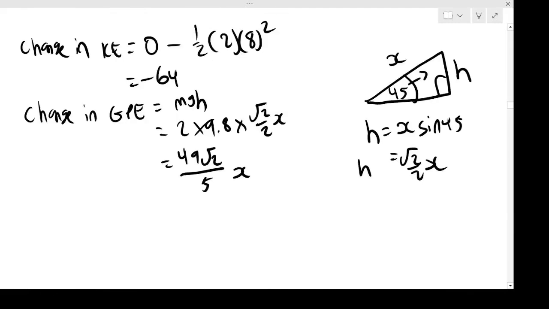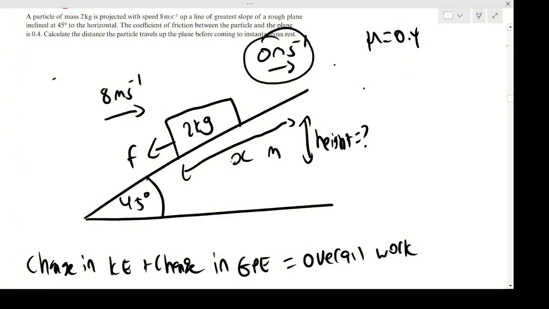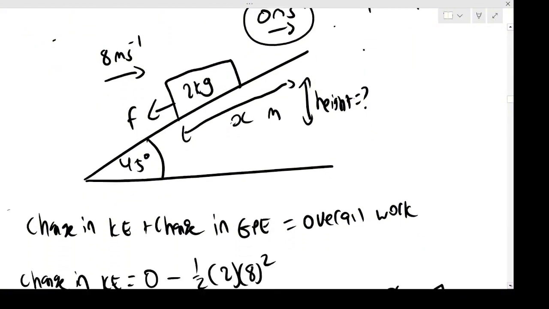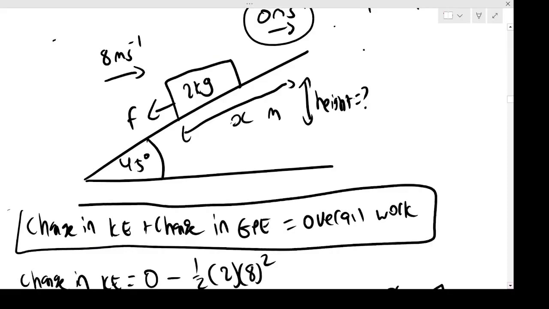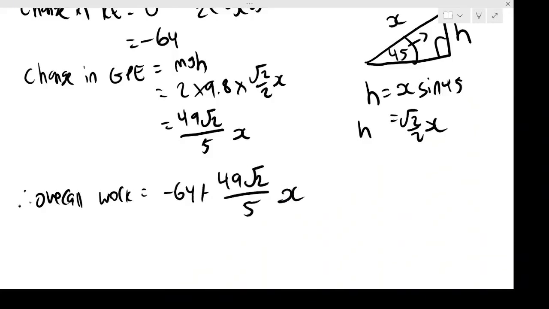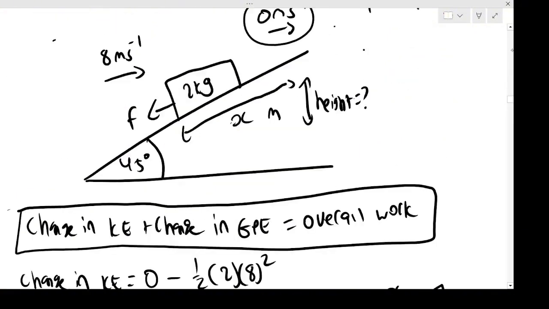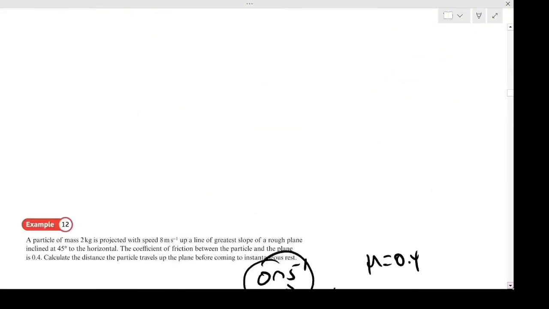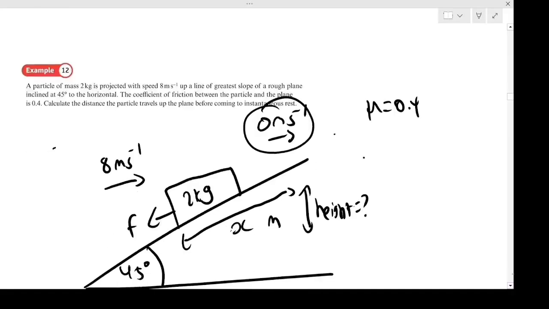Okay, cool. So then that means if we then look at our work energy formula, I'll box it here. So the overall work is going to be these two changes in energy. So minus 64 plus 49 root 2 over 5x. But of course, the overall work is then split up into the work done by forwards force, take away the work done from backwards force. As I discussed, there's no forwards force.